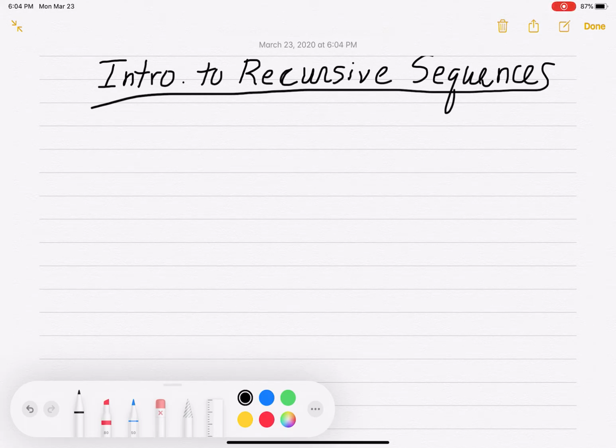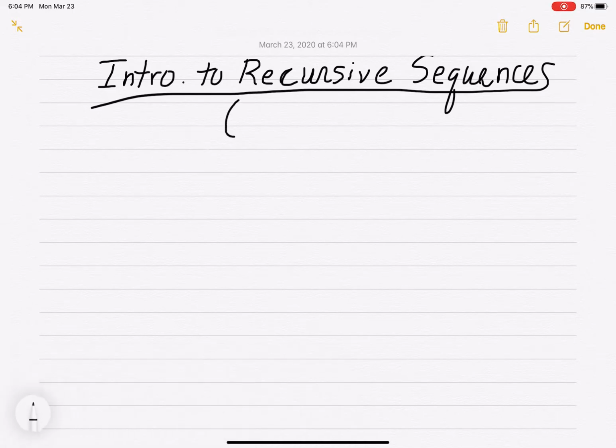So we want to begin a new unit on recursive sequences. I am going to reintroduce recursive sequences from section 5.3. Section 5.3 does a bit of recursion, and in that section they have a good bit on recursive sequences. So let's look at parts of section 5.3.